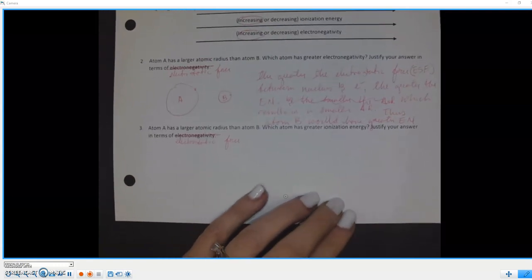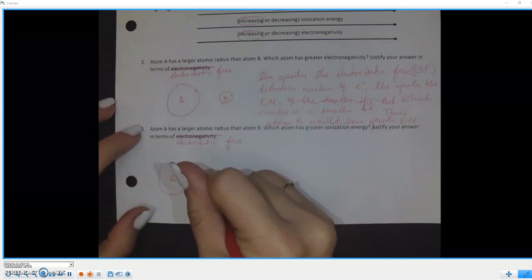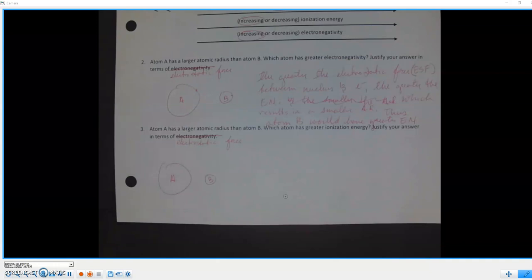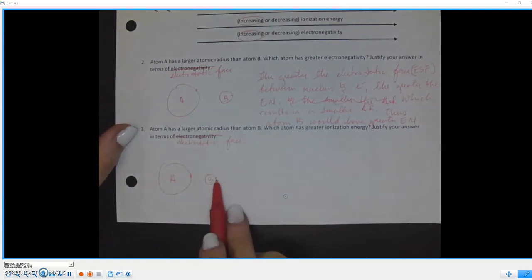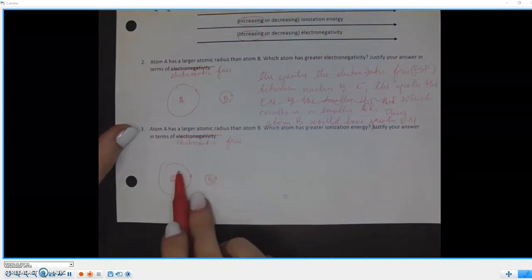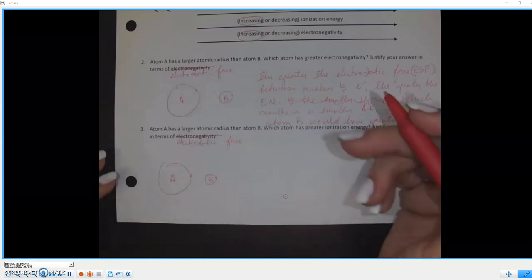Similar concept here. We have atom A, again, is larger than atom B, which has greater ionization energy. And we're going to put this in terms of electrostatic force. So ionization energy is how strongly they're holding on to those electrons, meaning how much energy do I have to add before I can remove that electron. So the stronger the electrostatic attraction a nucleus has for its electrons, the greater the ionization energy, or the more energy we would have to add. Okay, so let's add that in there.